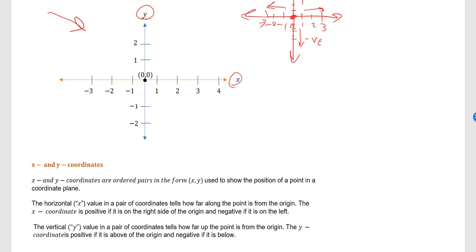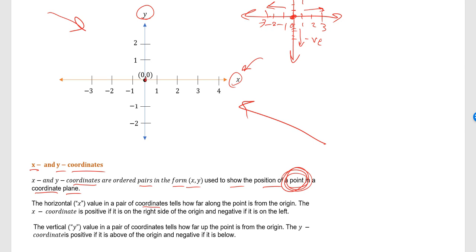So again, to recap x and y coordinates: x and y in this case are coordinates, which are ordered pairs in the form of (x, y), used to show the position of a point in a coordinate plane. So this is the coordinate plane. The horizontal value, which is x, in the pair of coordinates essentially tells you how far along the x-axis the point is from the origin.